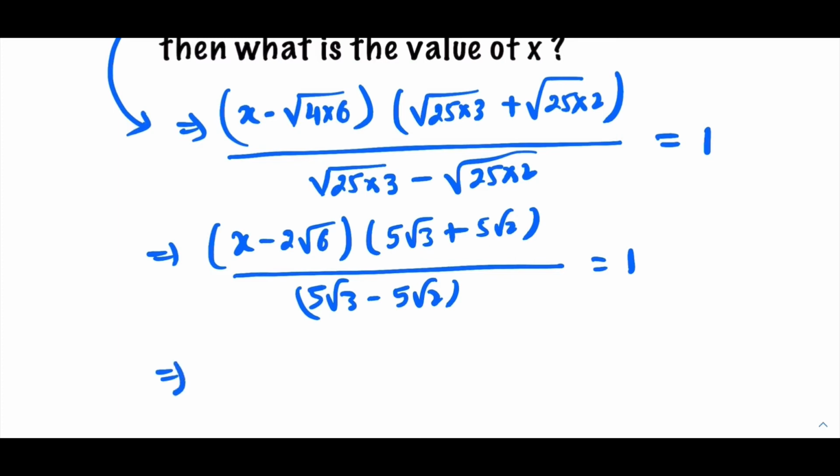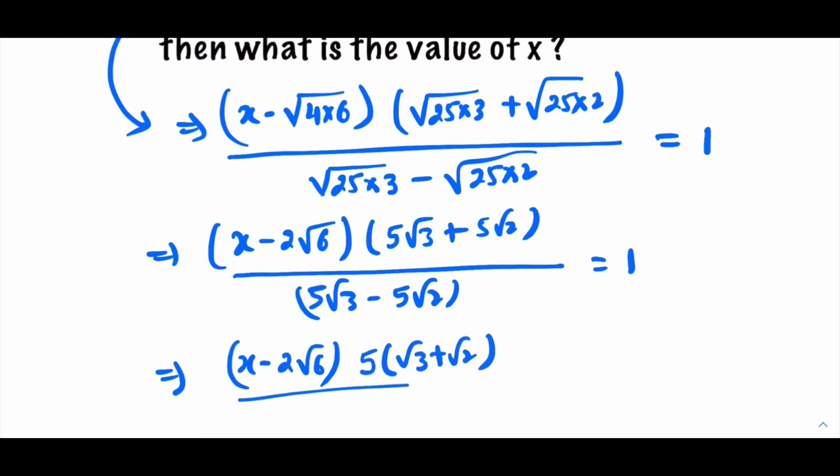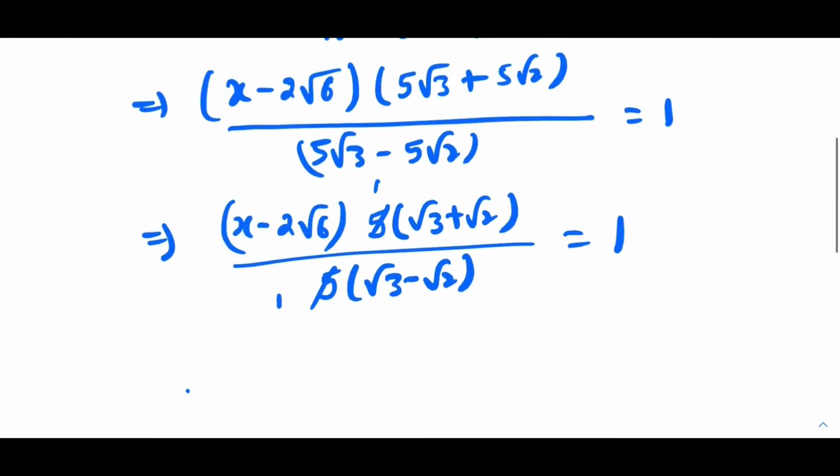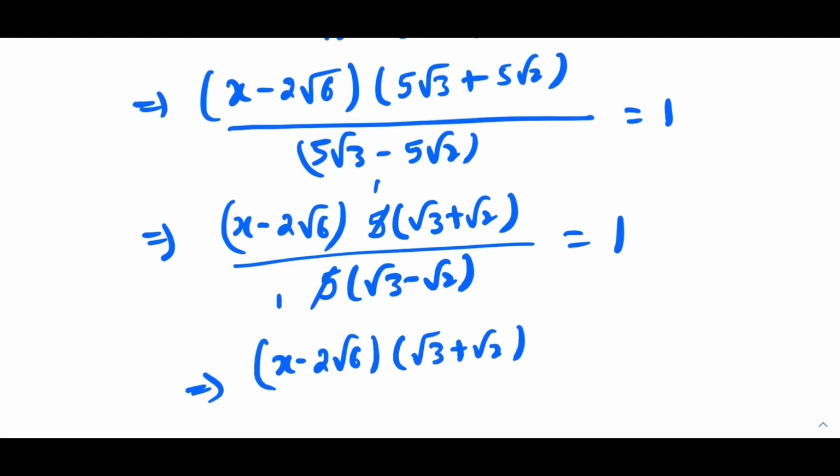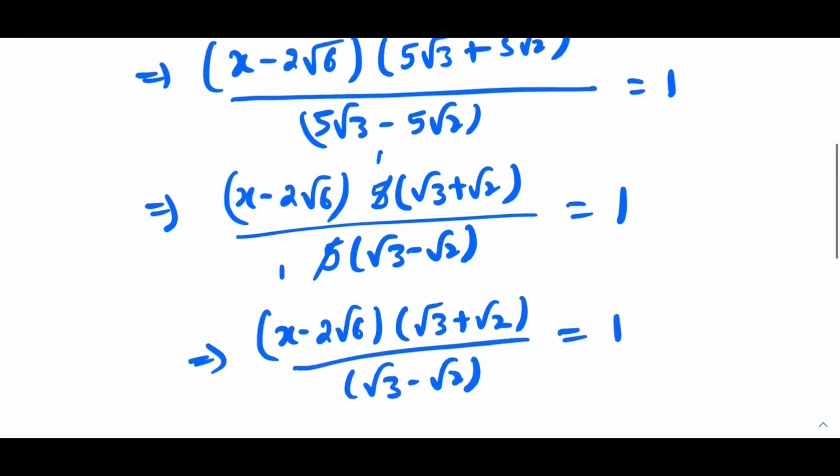This implies x minus 2 root 6, 5 is common from the next bracket. So 5 into root 3 plus root 2 upon 5 into root 3 minus root 2 equals 1. 5 cancels out, then we have x minus 2 root 6 into root 3 plus root 2 upon root 3 minus root 2 equals 1.